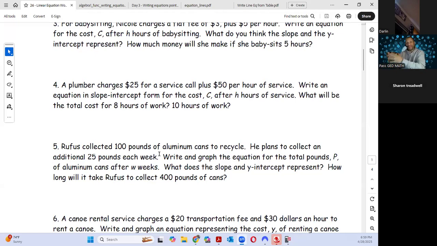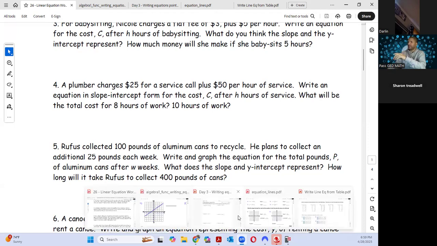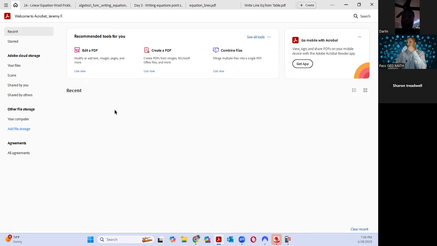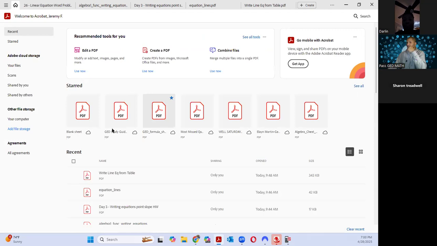So listen, that was the word problems for linear equations. You can expect anywhere from 5 to 10 questions on the GED for linear equations. Some of them might not be classified as linear equations, but you have to be ready for those. Let me open up my study guide. There we go.